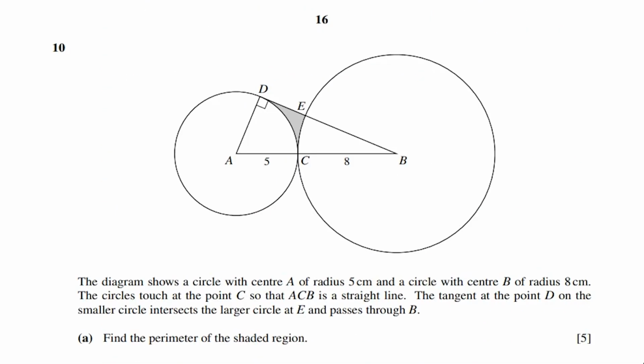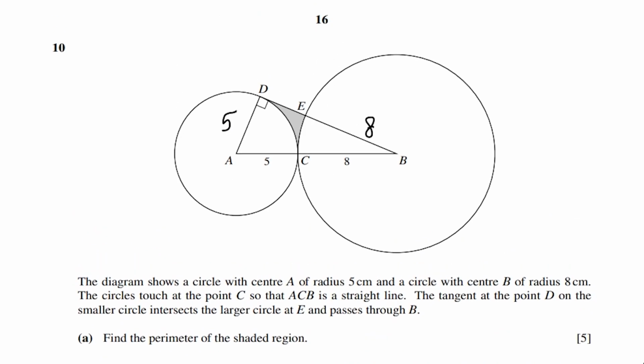In this question, we have to find the perimeter of the shaded region. The shaded region is this DCE, which is located between two circles and this triangle. The radius of the smaller circle is 5 and this line AC is the radius. So if AC is the radius and this is equal to 5, then AD is also the radius, so it must also be equal to 5. Similarly, the radius of the larger circle B is 8 and BC is the radius. BE is also the radius, so BE must also be equal to 8. So we can find out DE using Pythagoras' theorem.